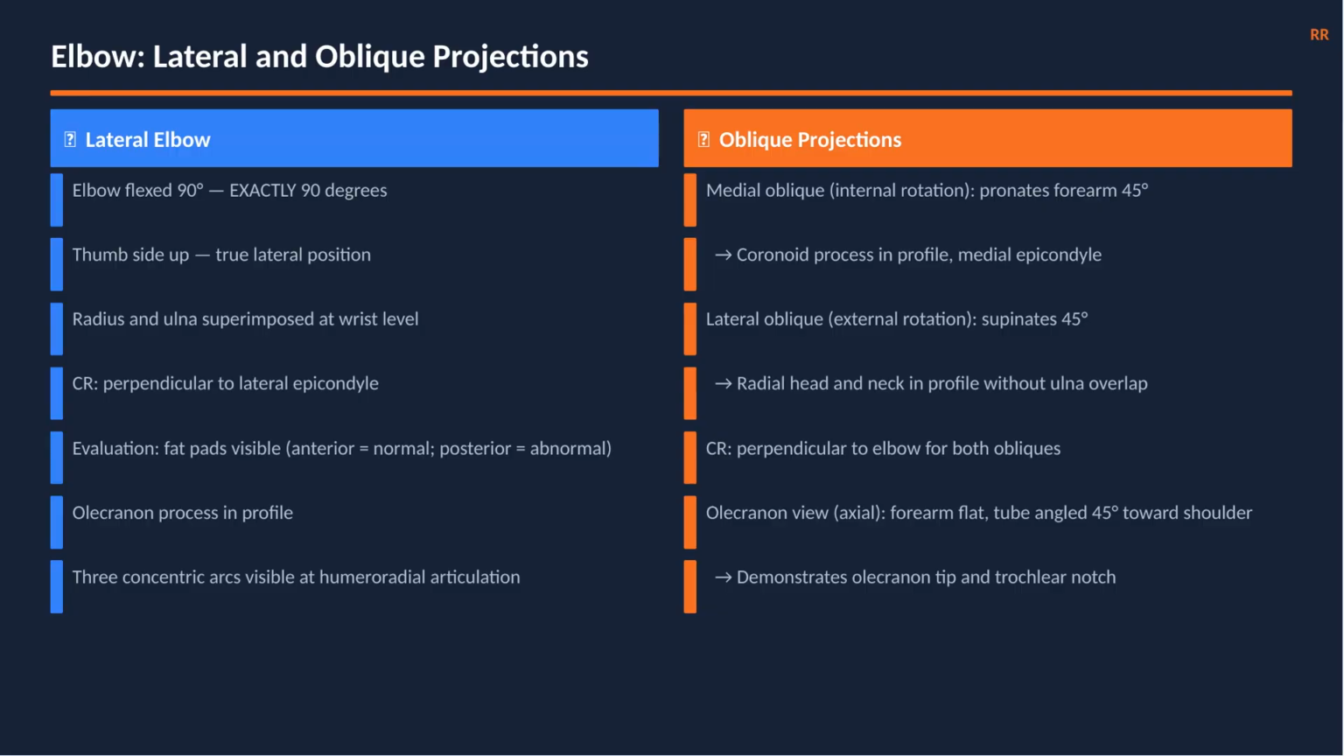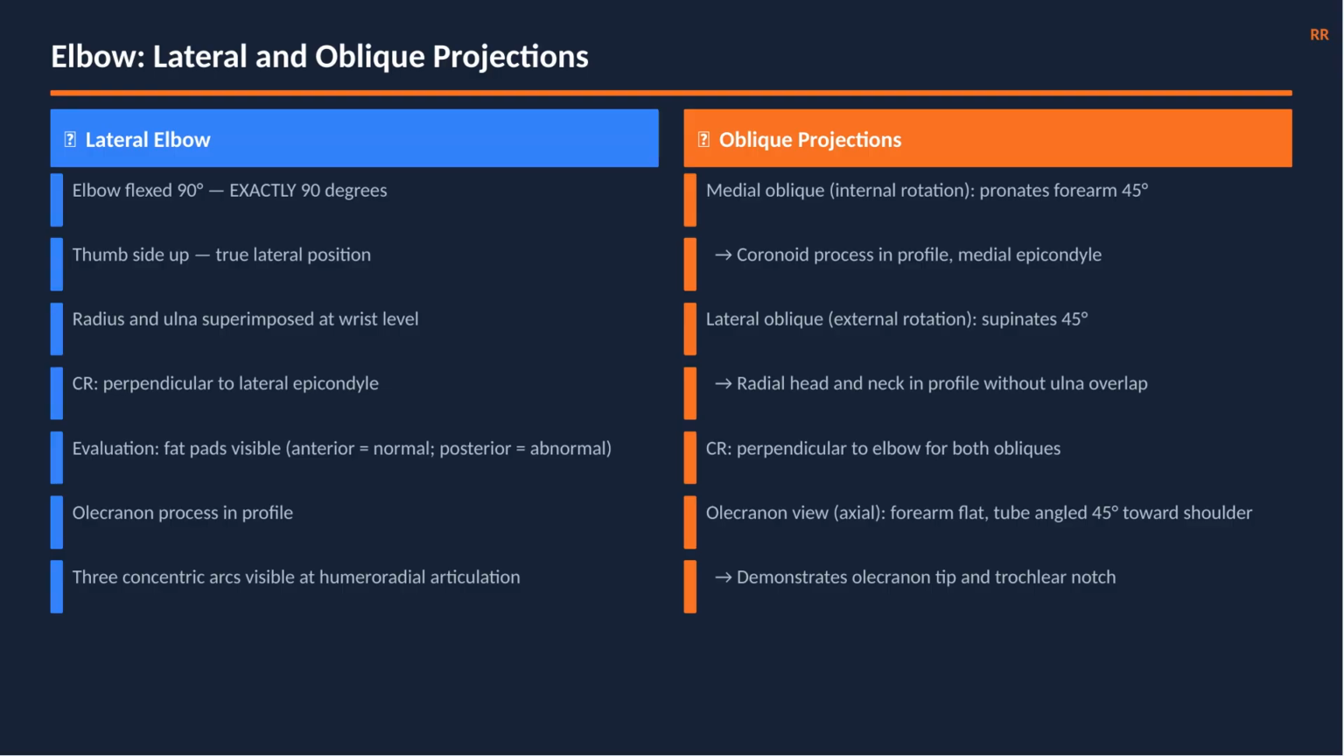Lateral elbow. Elbow flexed to exactly 90 degrees, not 85, not 95. Exactly 90 degrees. The thumb side up, true lateral. CR perpendicular to the lateral epicondyle.